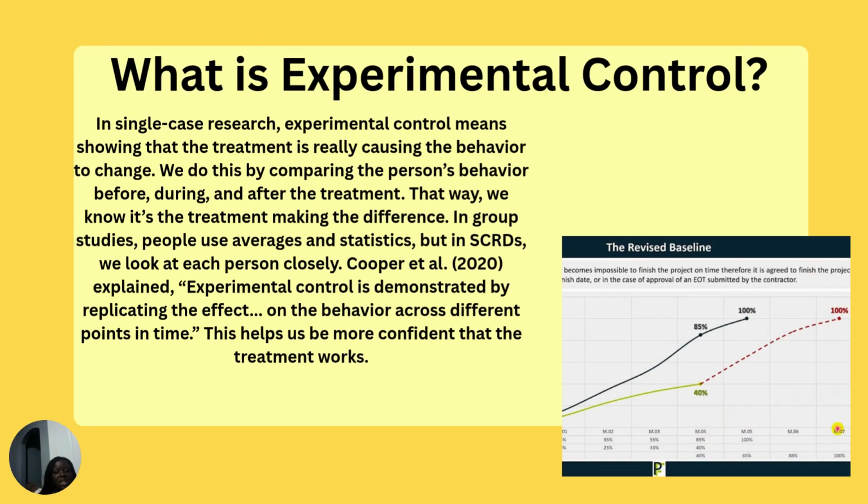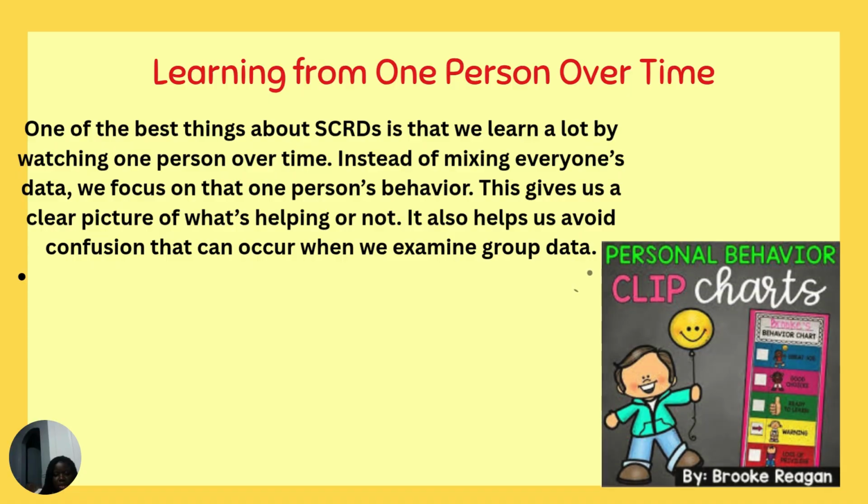What is experimental control? In single case research, experimental control means showing that the treatment is really causing the behavior to change. We do this by comparing the person's behavior before, during, and after the treatment. That way, we know it's the treatment making the difference. In group studies, people use averages and statistics, but in SCRDs, we look at each person closely. This helps us be more confident that the treatment works.